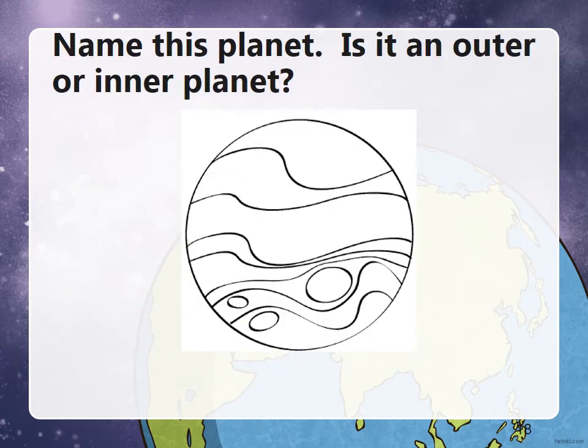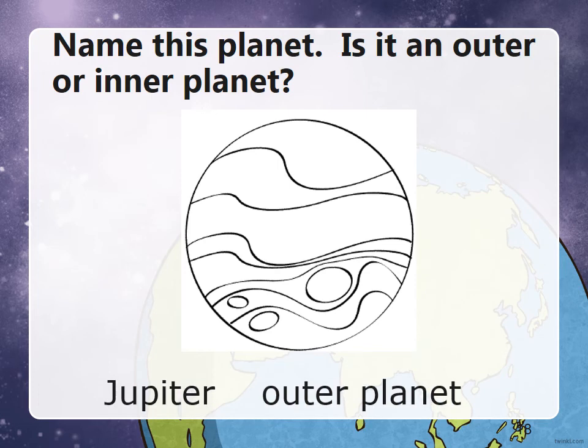Now, can we name the planets? Can we say if it is an inner planet or an outer planet? So you have two things, naming the planet and telling if it's inner or outer. Let's look at the first one. That's right, that's Jupiter, and Jupiter is an outer planet.